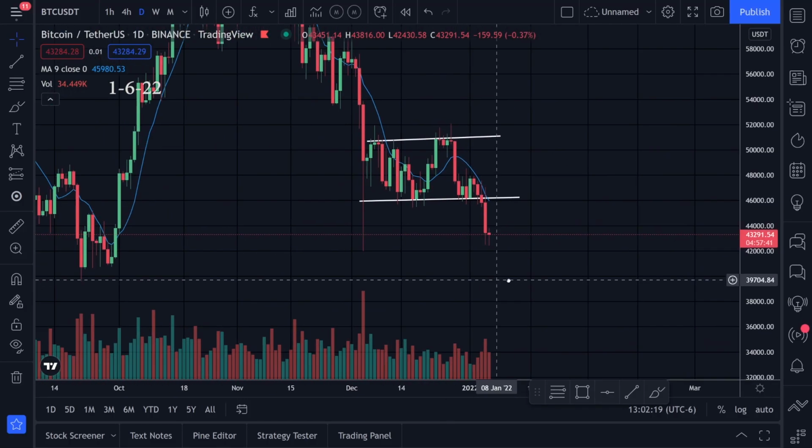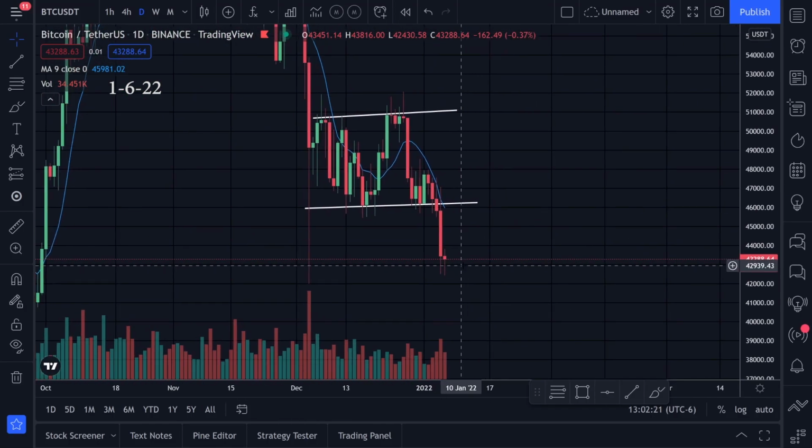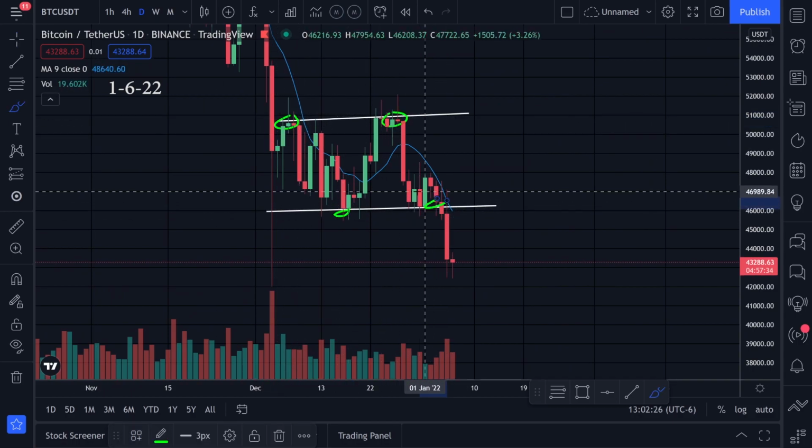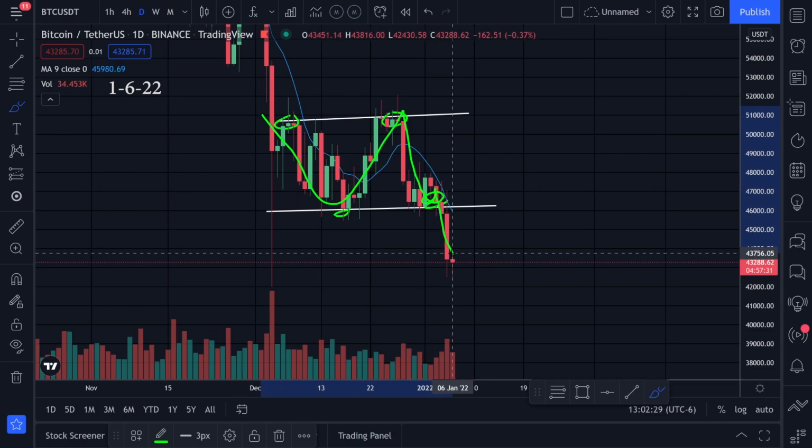Let's take a look at the chart for Bitcoin. Okay, so here's what we're looking at, and we were looking at this in my last video as well. We had resistance, resistance, support, support. We were in a channel pattern, something like this. We broke to the downside.